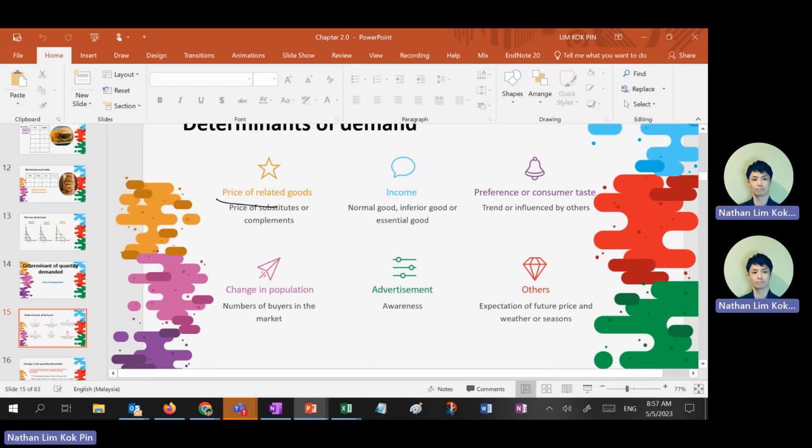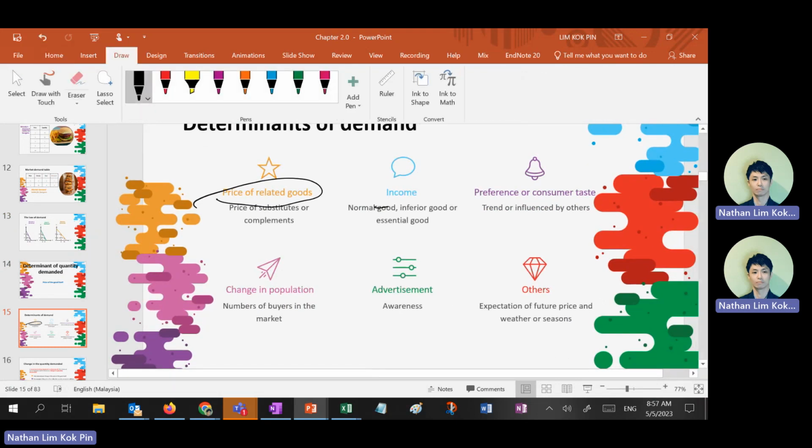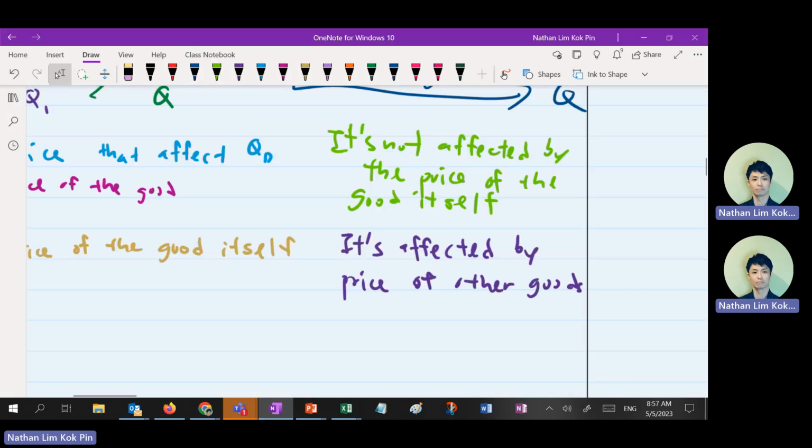So these are, just now what I said, price of other goods here. We also have income. Today we're going to talk more: preference, consumer taste, change in population, advertisement, others. Today we're going to cover everything that will affect the right hand side of this diagram.